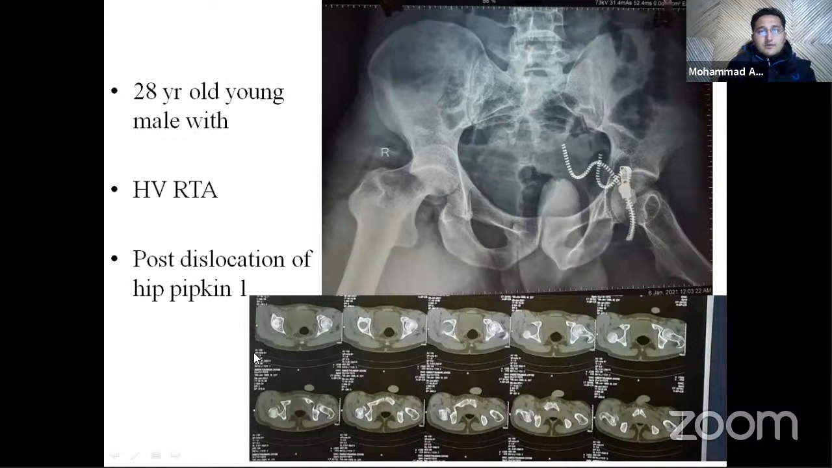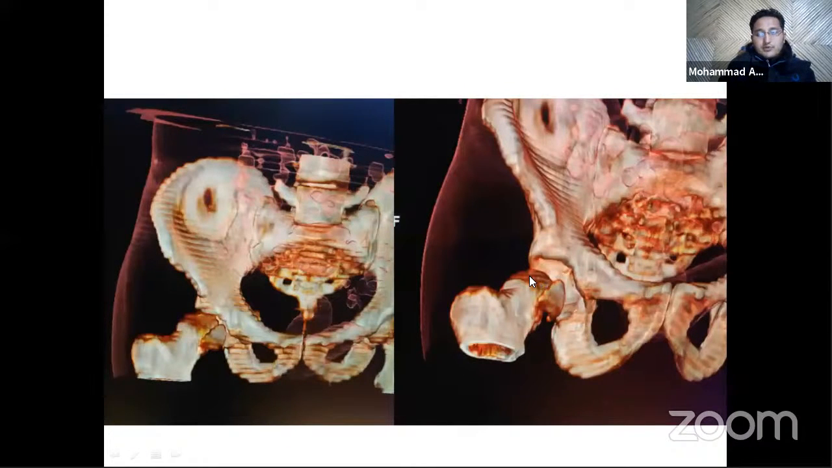As soon as I saw this X-ray, I shifted the patient to the OR, and under short general anesthesia, we attempted a closed reduction. But we were able to get only an incongruent reduction. Here you can see the post reduction CTs. The femoral head was impinged against the posterior wall of the acetabulum, and here is the fragment, the anteromedial fragment fracture of the femoral head.